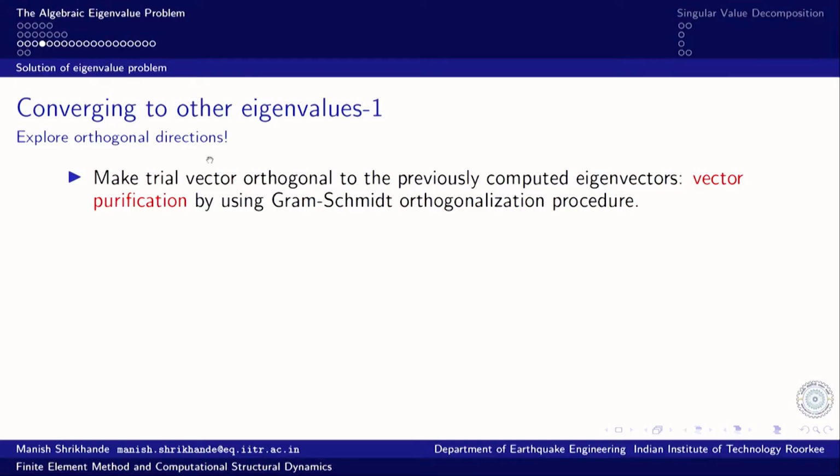So, converging to the other eigenvalues, this captures the basic essence, explore orthogonal directions. Earlier we found one direction by power iterations and inverse iteration, one direction that gradually converges to the largest dominant eigenvalue, the eigenvector corresponding to the dominant eigenvalue.